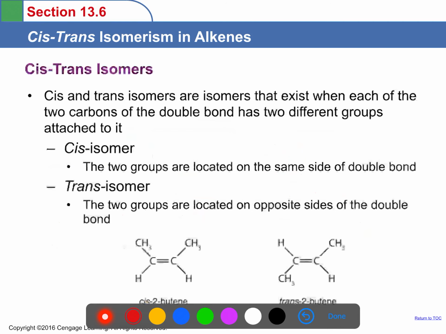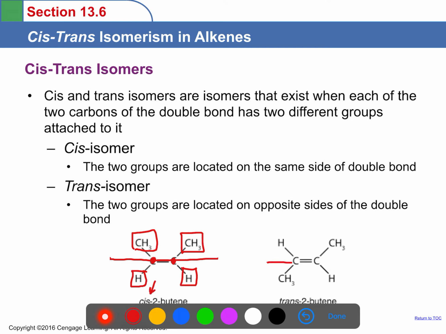So cis and trans are going to happen only when the carbons of your double bond have two different groups attached to it. So if we look at this first example, I'm going to look at the carbon on the left of the double bond. It has a CH3 group and a hydrogen, so those are different from each other. Carbon on the right, CH3 group and a hydrogen, those are different from each other. So this will be cis or trans. In this case, the CH3 groups are on the same side, so that is cis.